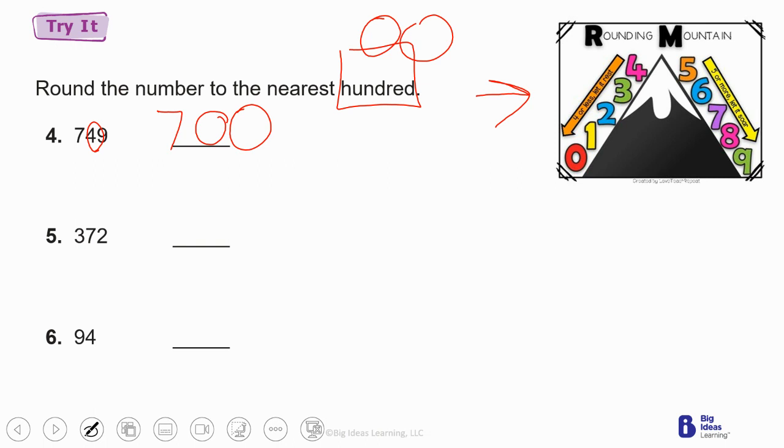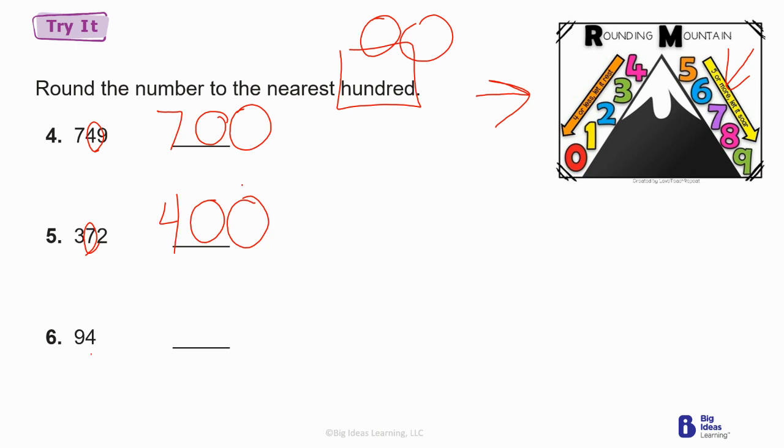All right, let's look again at 372. I'm going to look at the 7. The 7, if I look right here, the 7 tells the 3 to become a 4, and all the other numbers become a 0. Remember again, I'm rounding to the nearest 100, so I have to have 2 zeros at the end.